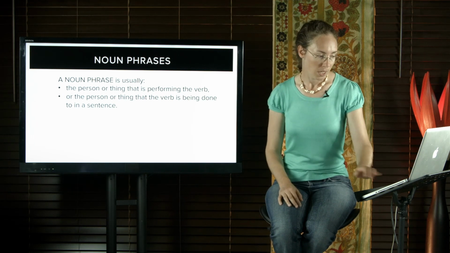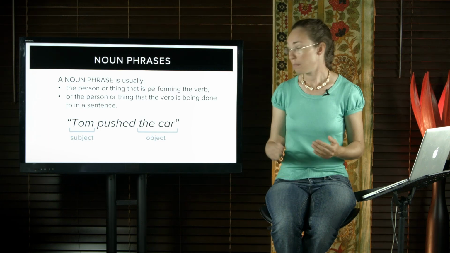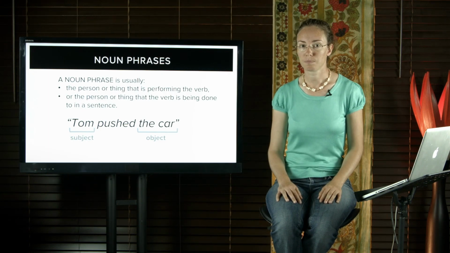For example, in the sentence, Tom pushed the car, Tom is the subject of the sentence as he is pushing the car. The car is the object in the sentence as the car is the object that the verb is being done to. And both of these are noun phrases.